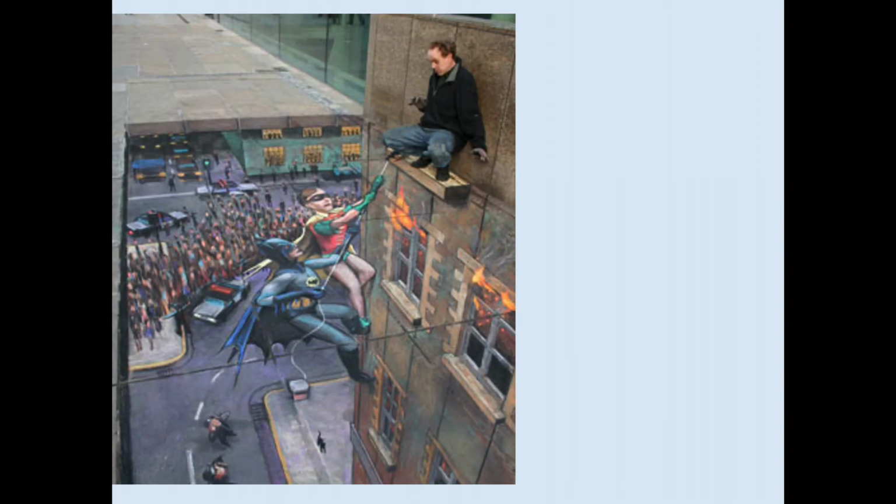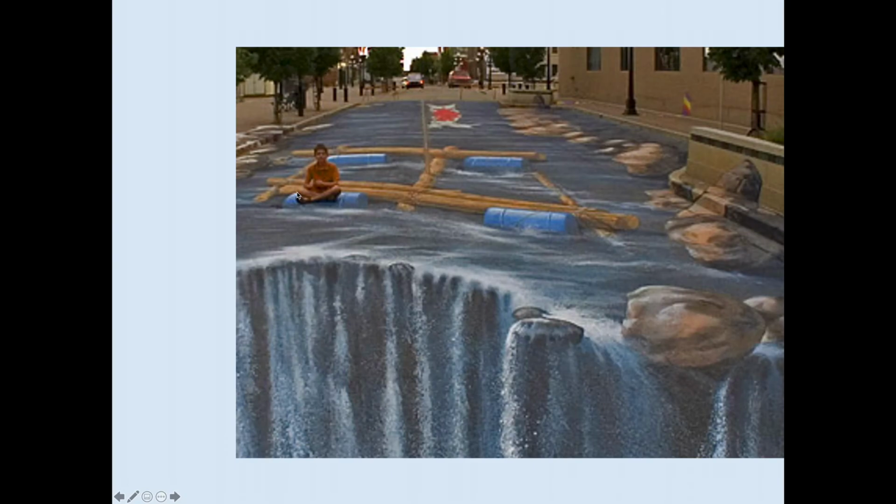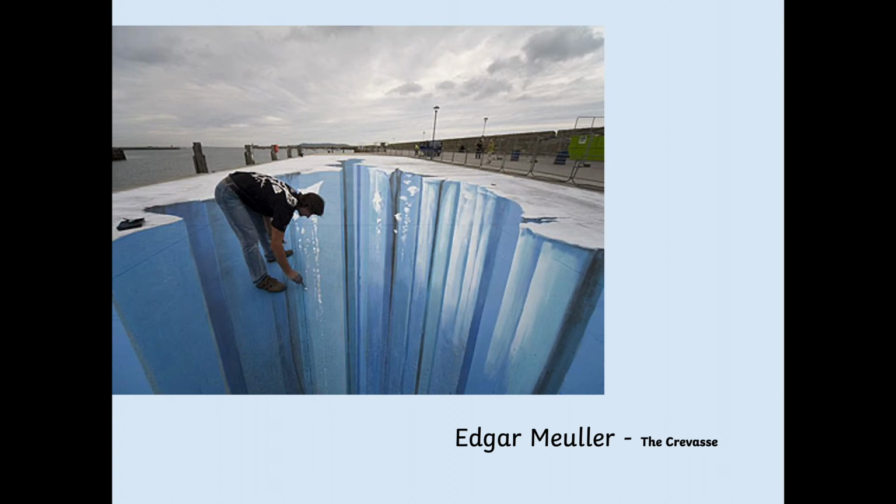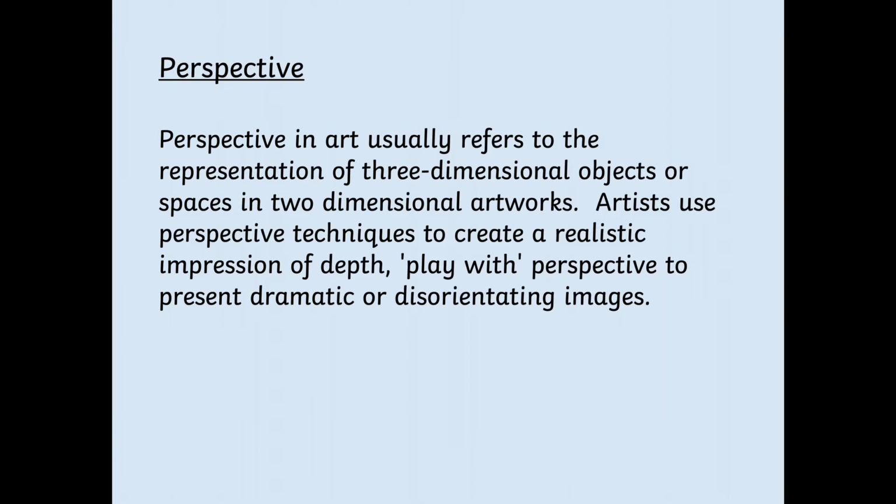This one here, again, makes it look 3D, makes it look like it's going down into the floor, whereas in actual fact it is only painted on. And again, this one here with the waterfall. So as you can see, there's some quite impressive ways that perspective can be used. This one here is probably the clearest one of perspective that I've seen. So you can see that the perspective is all going down. All of the lines are going to the same, what's called vanishing point, which is where all of the lines end. Okay, so perspective in art usually refers to the representation of 3D objects in 2D artworks.